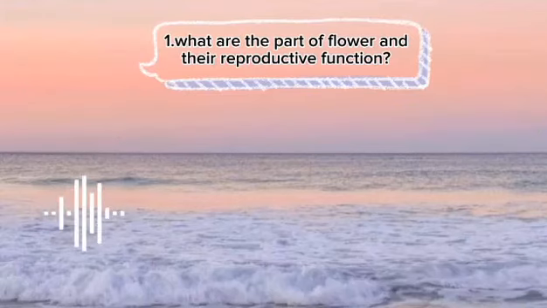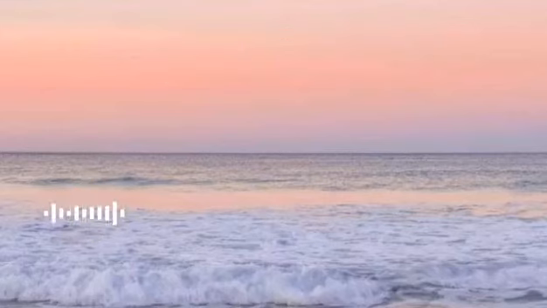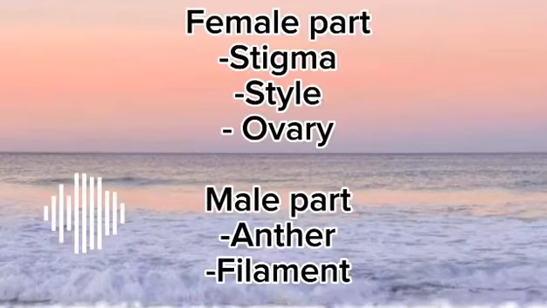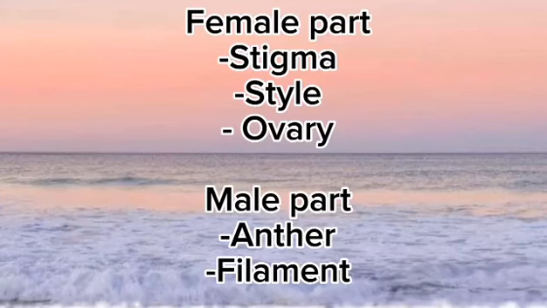What are the parts of a flower and their reproductive function? There are many kinds of flowers around us. They may look different, but all flowers have some common parts. The main parts of a flower are the female and the male parts. The female parts are the stigma, style, and ovary, and the male parts are the anther and filament.